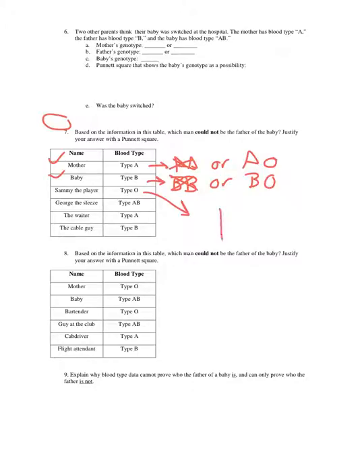And we are proving that with a Punnett square, right? Mom's AO, Sammy's OO. It's going to give us an A baby or an O baby, okay? Can't be the father. We could also eliminate the waiter because the waiter is type A. So I'm going to do the waiter off to the side here. The waiter, let's even just say he's AO. So if the waiter's AO and mom's AO, then the baby should be A or O. So we know we can get rid of Sammy the player, we can get rid of the waiter. She either slept with George the Sleaze or the cable guy.